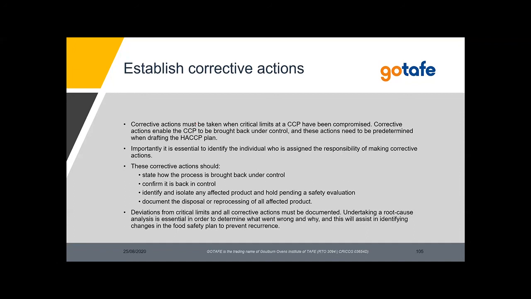Now, undertaking a root cause analysis is essential in order to determine what went wrong and why. And when you do a root cause analysis, the final purpose of that is trying to eliminate this from happening again. Okay, this will assist in identifying and changing the food safety plan. So if anything happens that you haven't expected before, you have to put something in place to make sure it doesn't happen again, if possible.